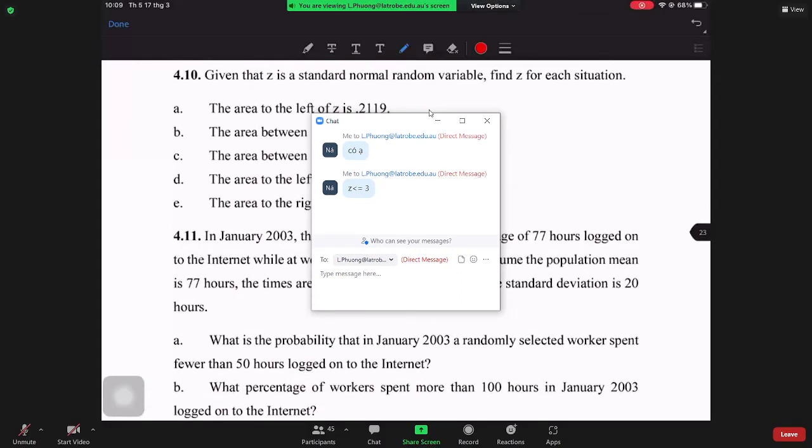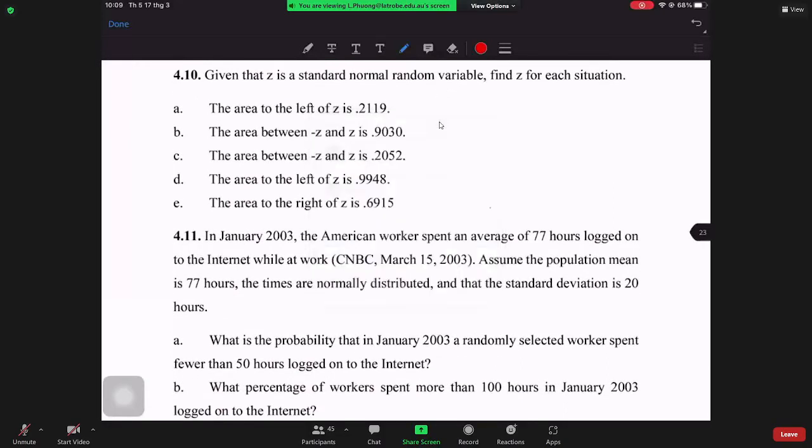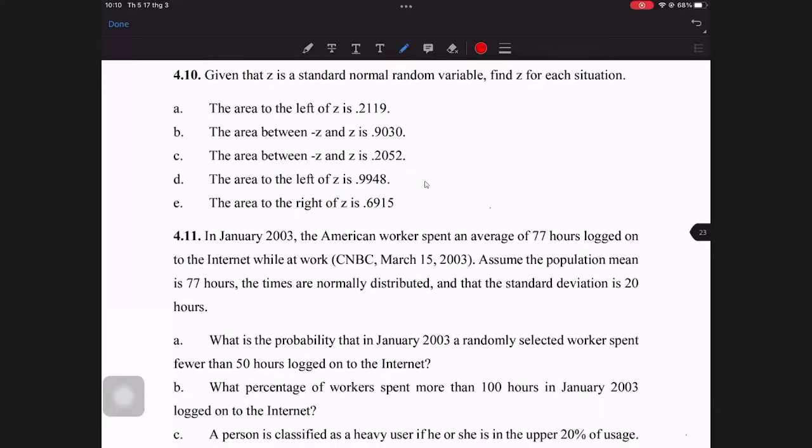All right, so that's it about this exercise. Let's move on to exercise number 10 here. To be honest, it is exactly the opposite of exercise number 9. For exercise number 9, you are given the Z value, and then you have to find the probability. But for exercise number 10, you are given the probability, and then you have to find the Z value. So exercise number 9 and exercise number 10 are actually the reverse of each other.